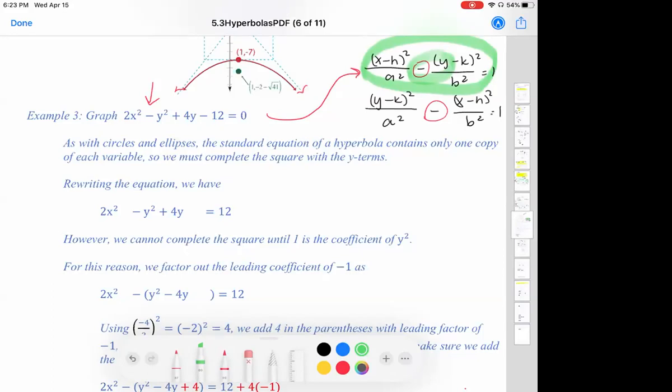Now we just have to make it look like that. So we need to complete the square. As with circles and ellipses, the standard equation of a hyperbola contains only one copy of each variable, so we must complete the square with the y terms. Rewriting the equation above, we have x squared. We don't have another x, right? So we have minus y squared minus 4y, and we move the constant. So we add 12, we get equals 12.